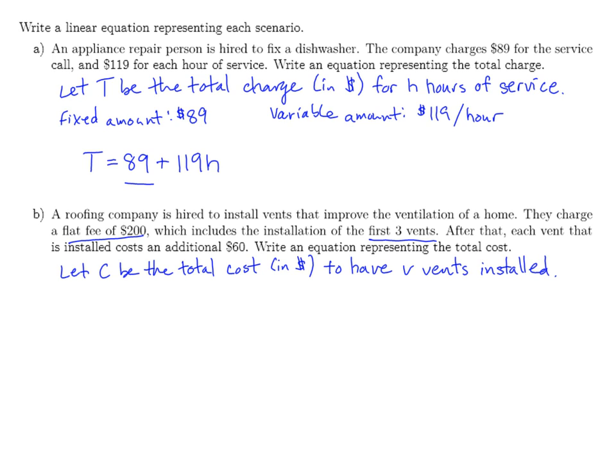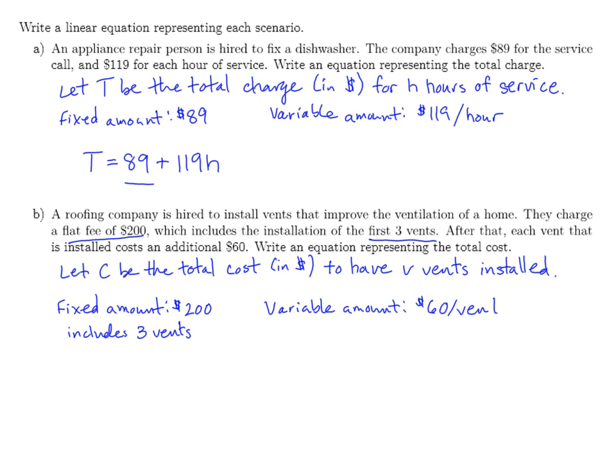Now we again have a fixed amount, and that's that $200. What we want to note here is that that fixed amount of $200 includes 3 vents. Our variable amount is $60 per vent, but that's only after we've had 3 vents installed. So variable amount is $60 per vent, and that's for additional vents over those first 3.